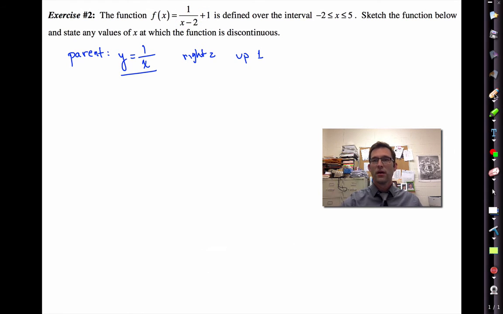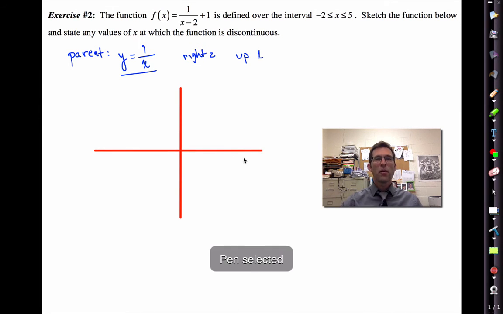Okay, I think what I'm going to do is I'm going to use my prepackaged lines to create some axes, all right, in red apparently. Then remember how I do this. What I'm going to do is I'm going to shift 2 units over and shift 1 unit up.